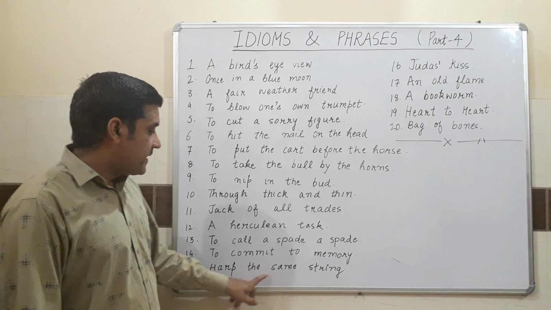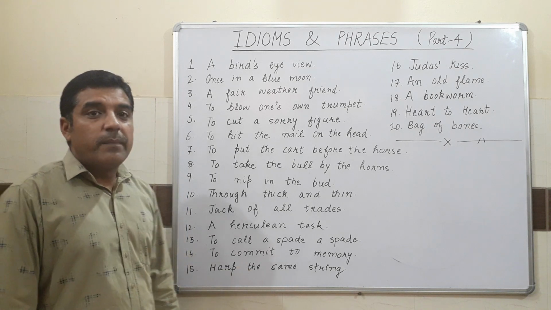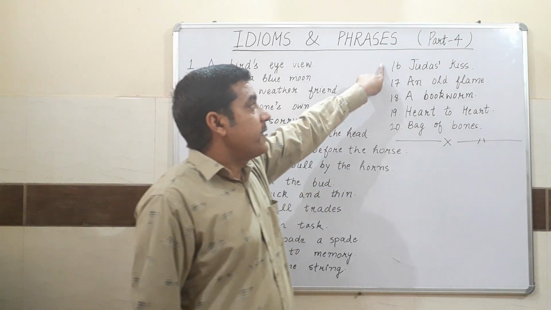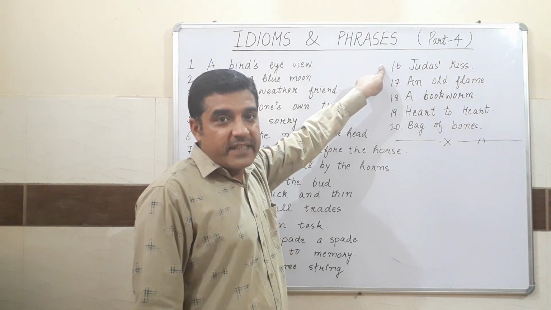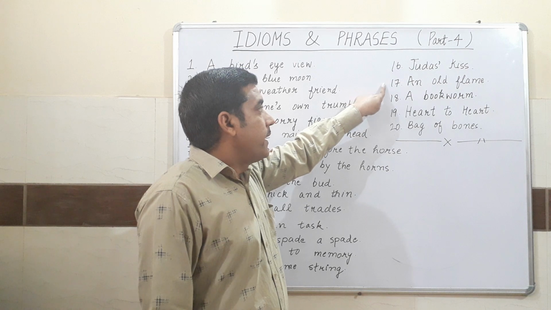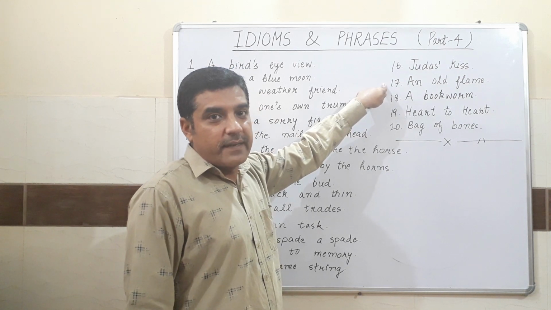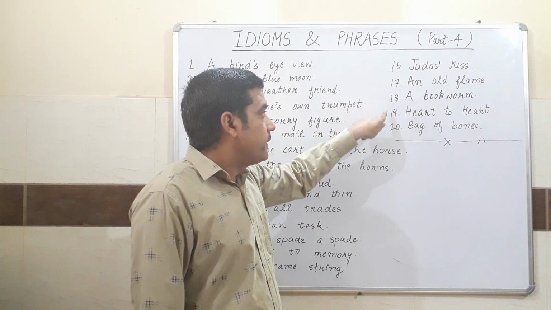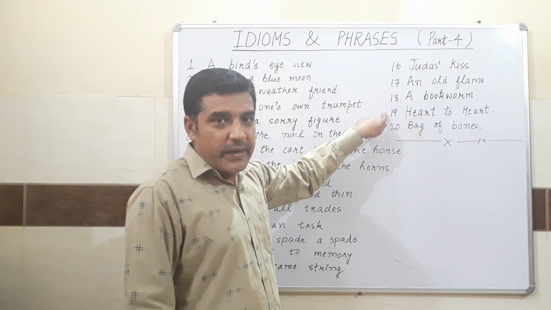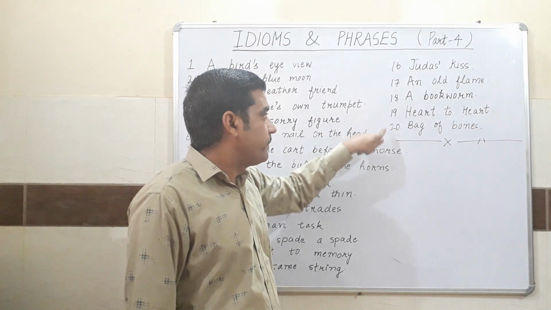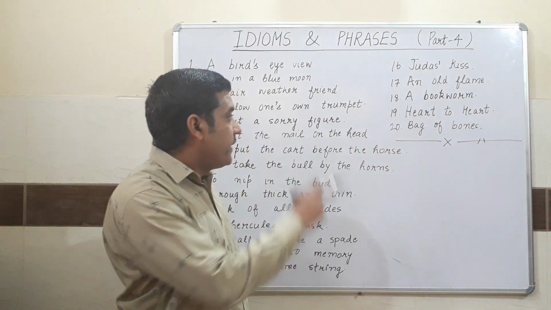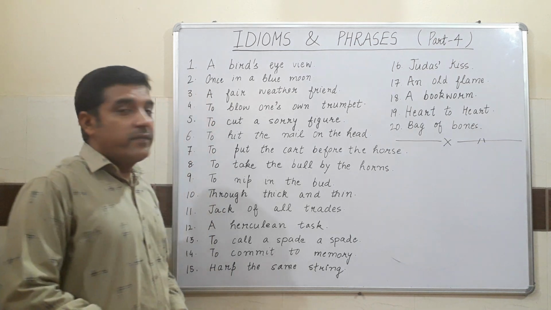Harp the same string, that is to talk about the same thing again and again. Judas Kiss is false love or affection. An old flame means sweetheart. A bookworm, one who is always studying. Heart to heart, free, frank talk. Bag of bones, very, very weak. Now we are done with our 20 idioms and phrases today.